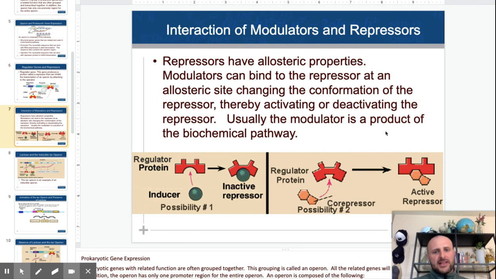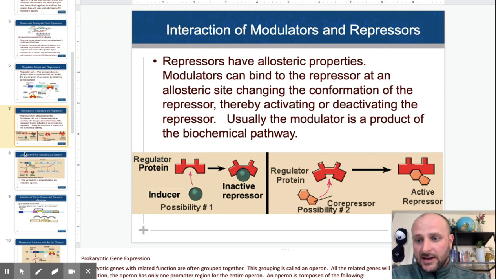Now, I should say that a lot of this stuff here is not just for prokaryotes. We're getting you introduced to what gene regulation is with its, as this slide shows, modulators and repressors, what an operon is, things like that.